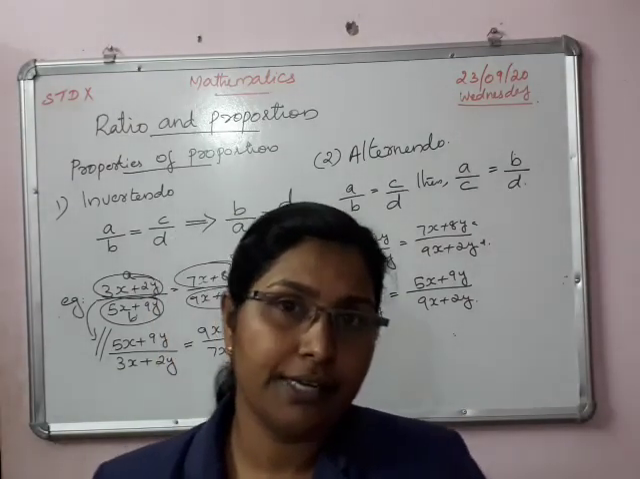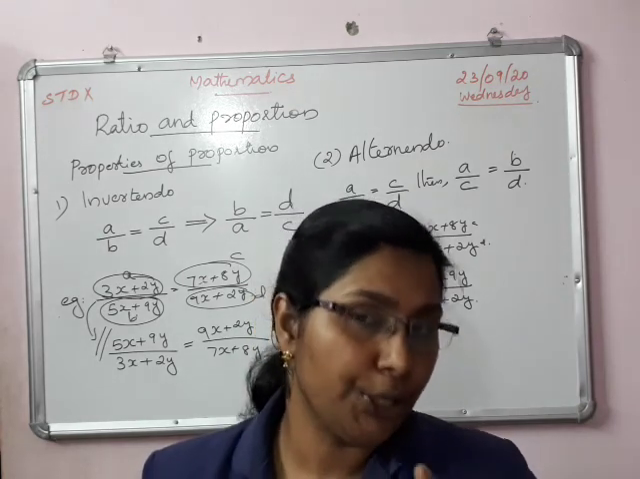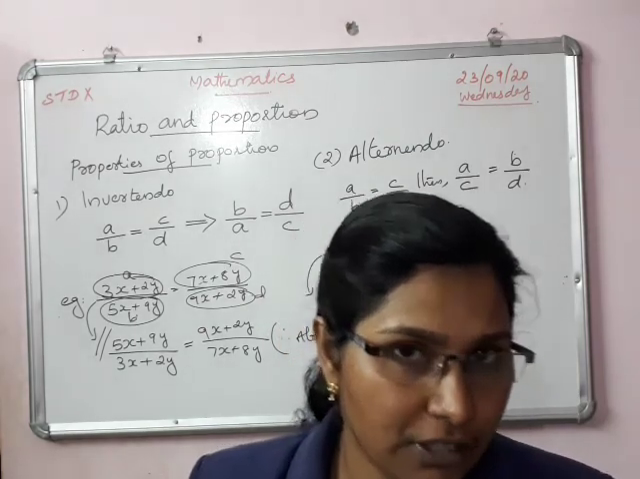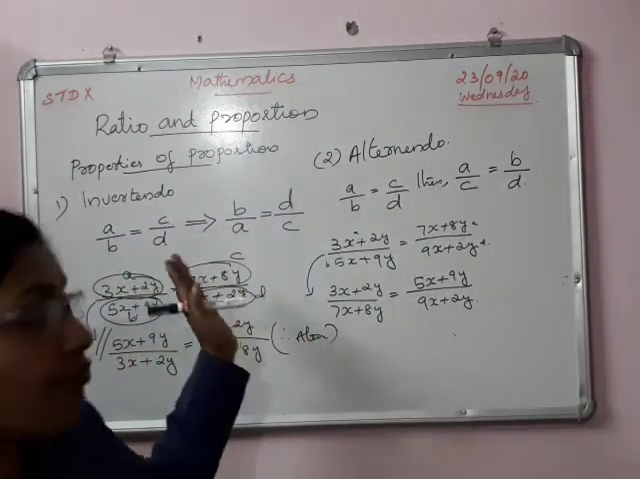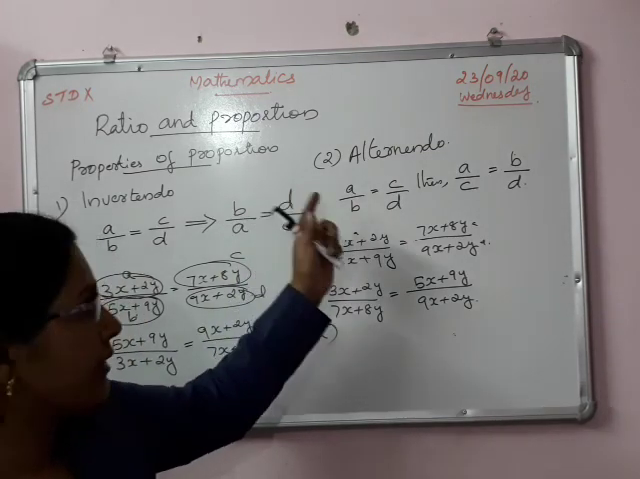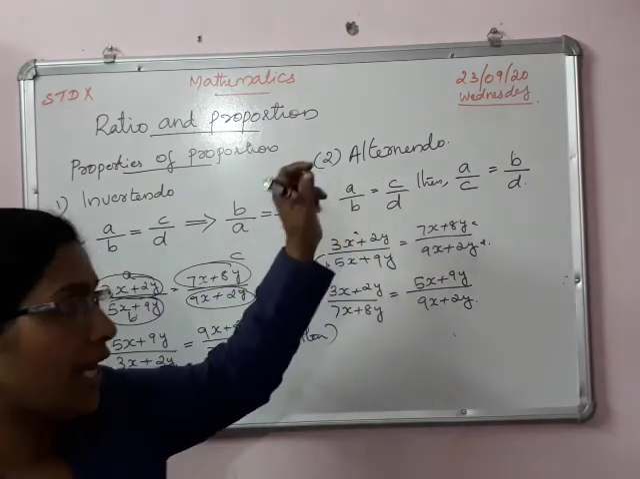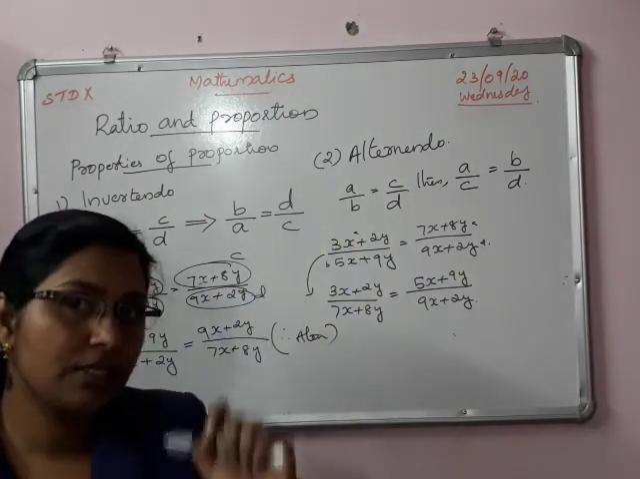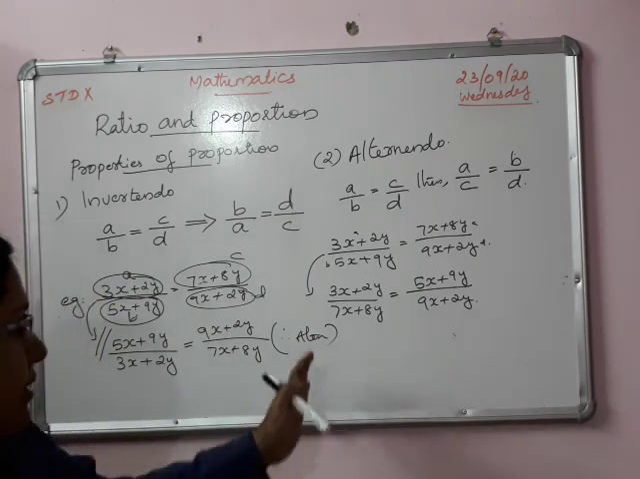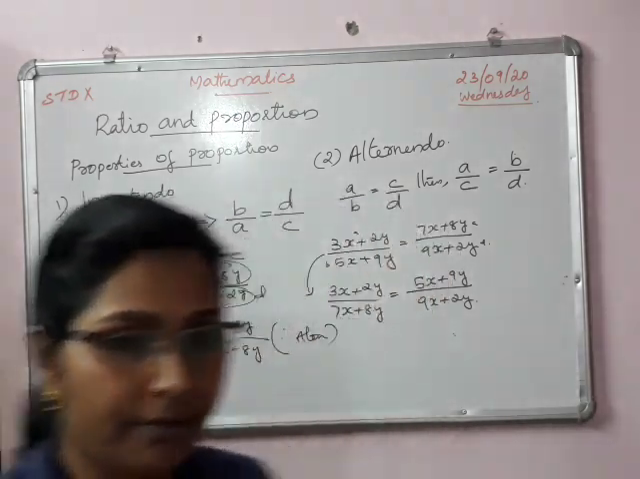First of all, we studied what is ratio, then what is proportion, continued proportion and mean proportion. After that, some properties of proportion. Only 2 properties we have studied; a total of 6 properties are there. For now, study invertendo and alternando. Write all the properties and all the definitions in your notebook. Study carefully with examples. After that, I will give the remaining properties also. Okay. Thank you.